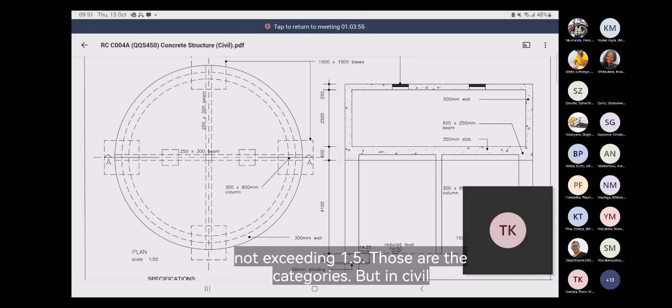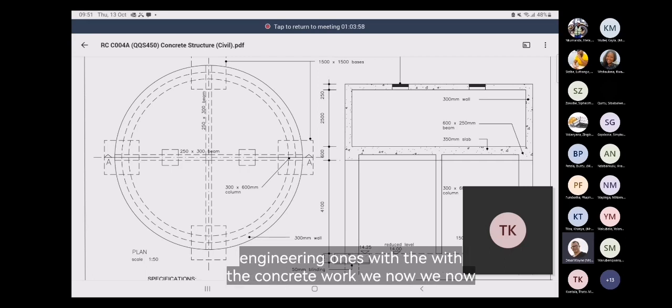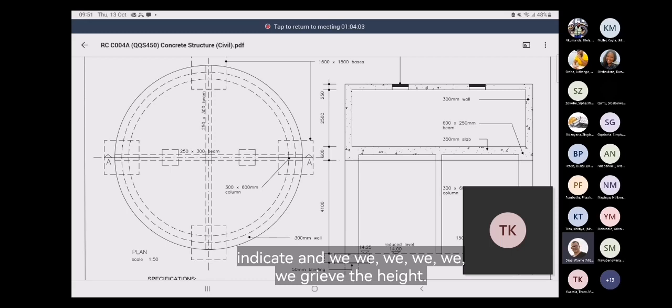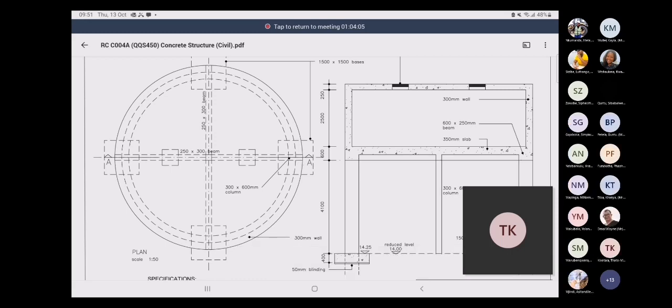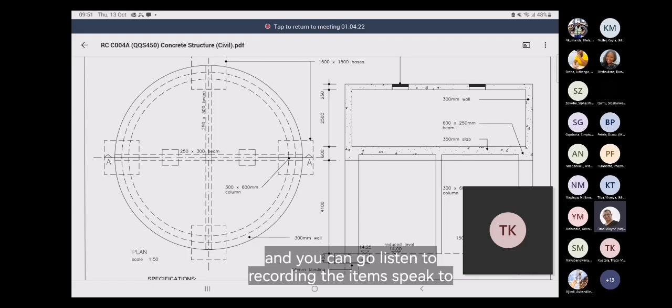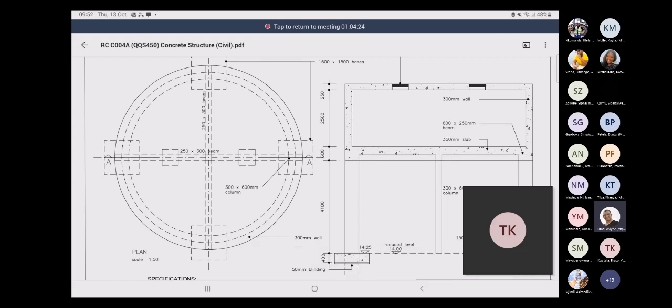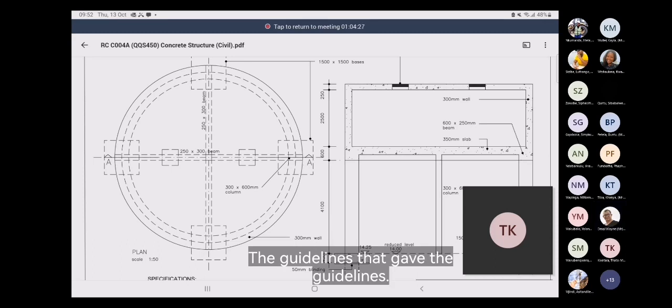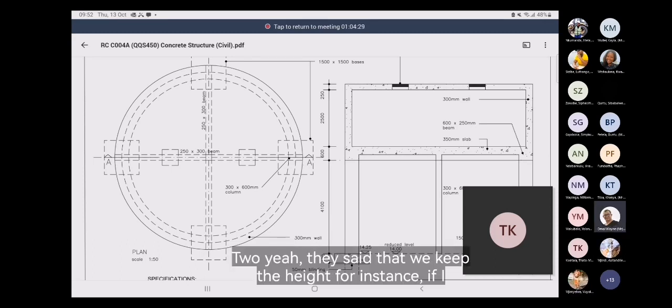But in civil engineering with the concrete work, we now give the height of the formwork in the description. Remember, I said that when we started speaking about aspects that work for civil. You can go back two or three lectures and listen to the recording. I did speak to that. The guidelines say that we give the height.